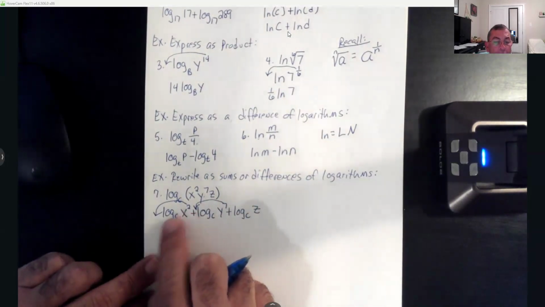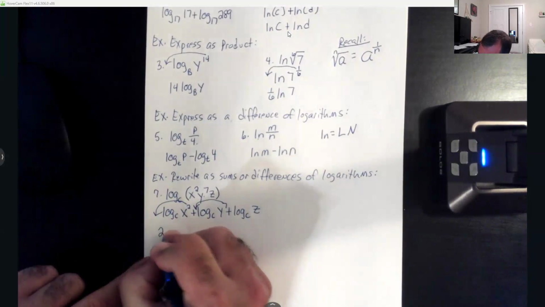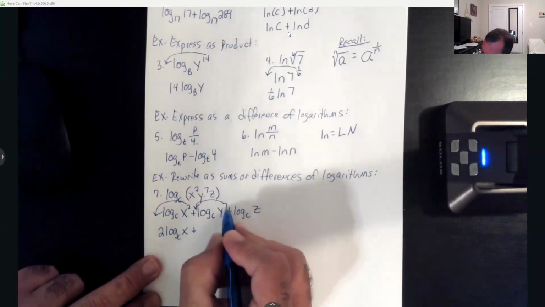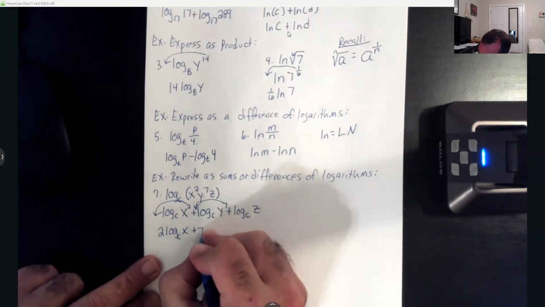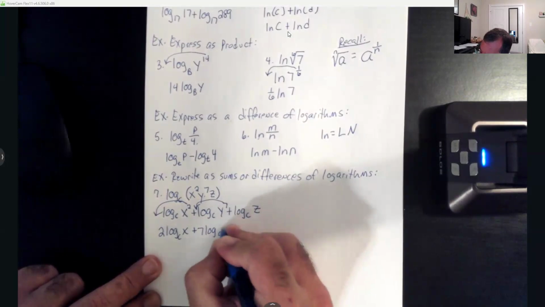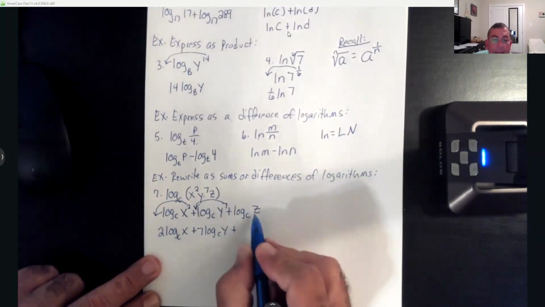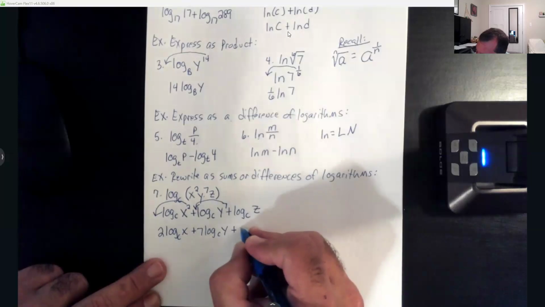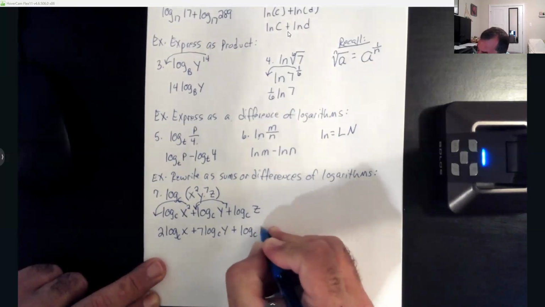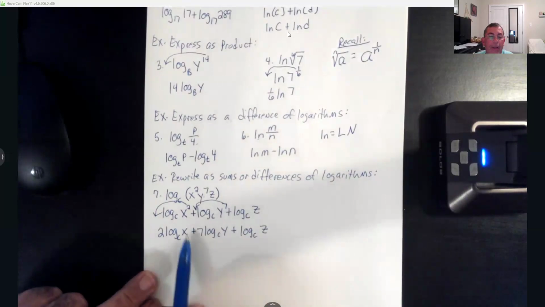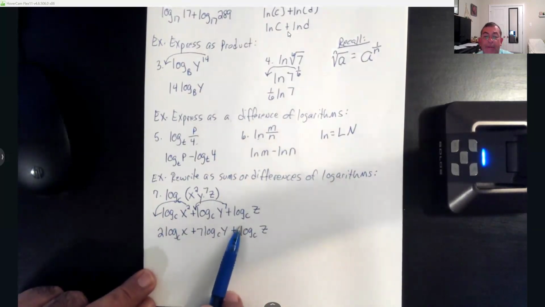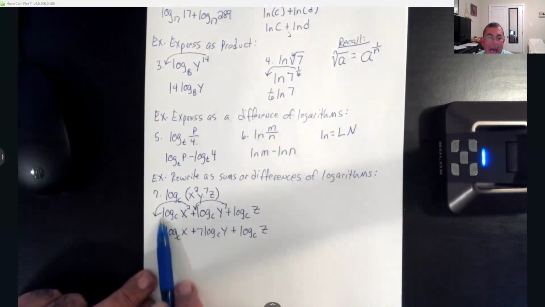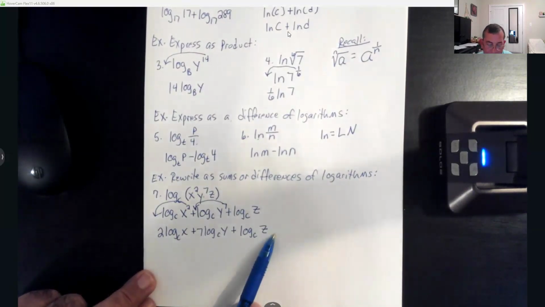So this one will give me 2 times the log C of x plus this one will give me 7 times the log C of y. And then this one didn't have an exponent other than a 1 technically. So that'll stay as log C of z. So to be totally simplified and rewritten, after you do the sums, you got to bring those exponents down, okay?